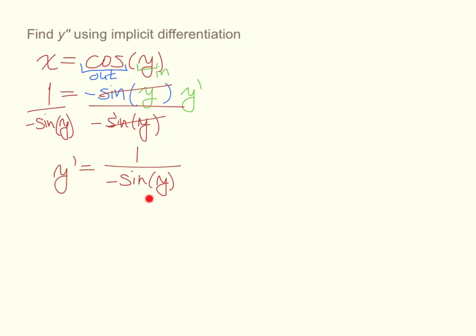And then we would also need to take the derivative of this side. And it looks like, as is, we would need to use the quotient rule in order to find the derivative of 1 over negative sine of y. However, using trigonometry, we can rewrite this as negative cosecant y. So instead of using quotient rule, we can use just the rule that the derivative of negative cosecant of y equals negative cosecant cotangent of y.